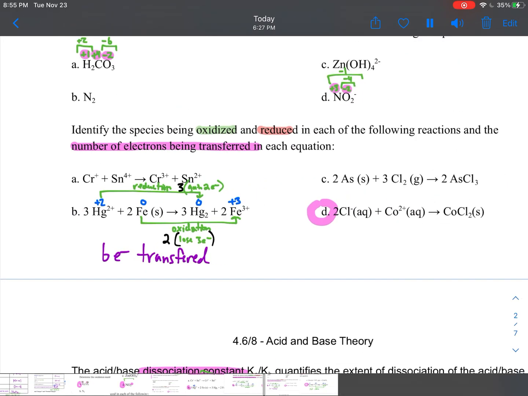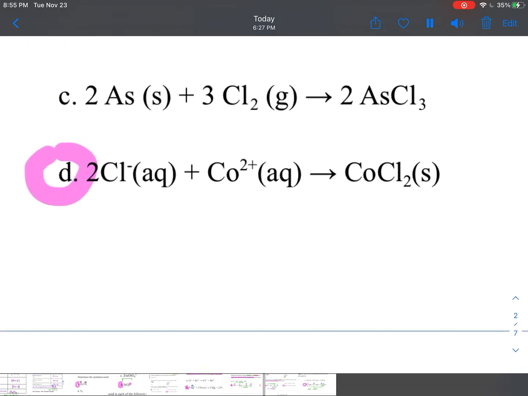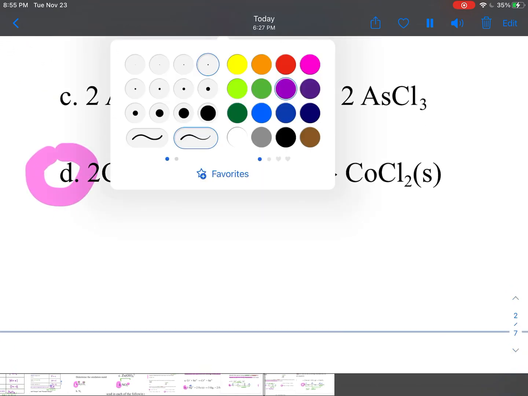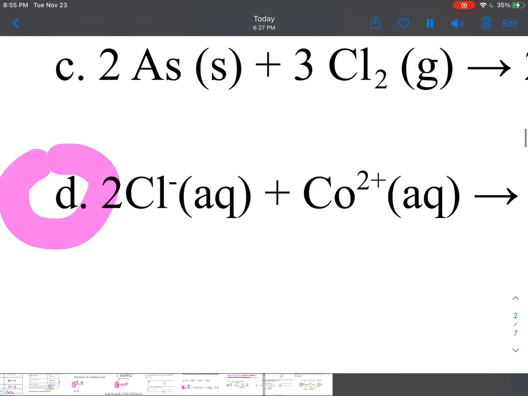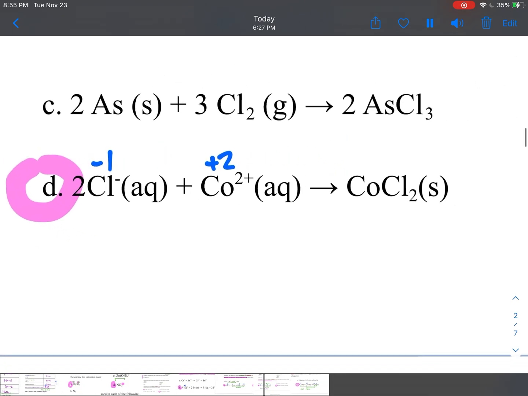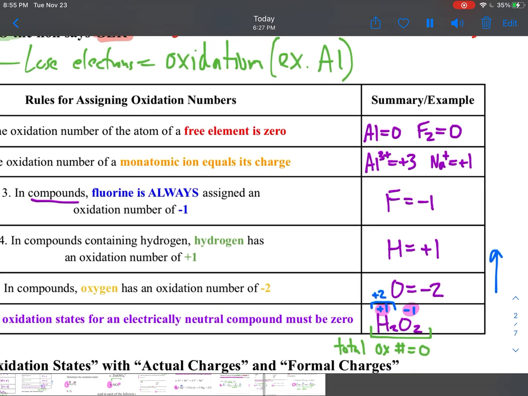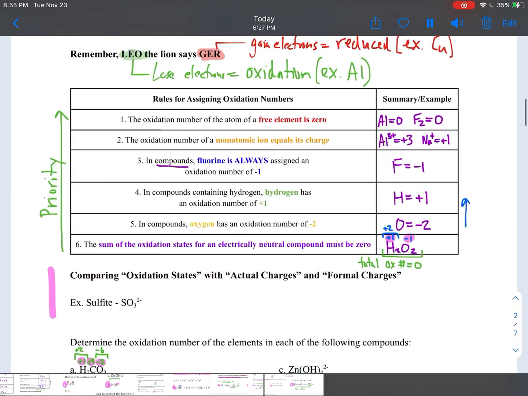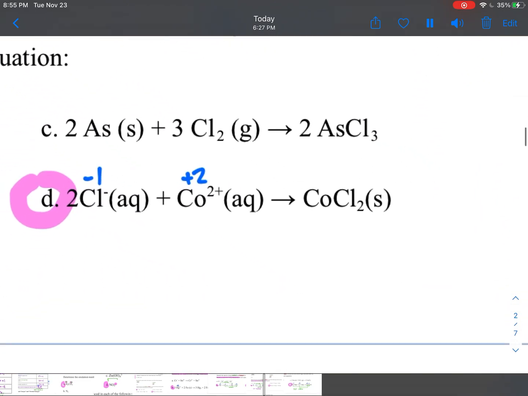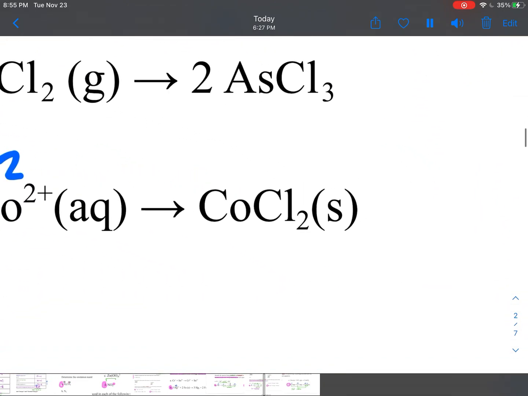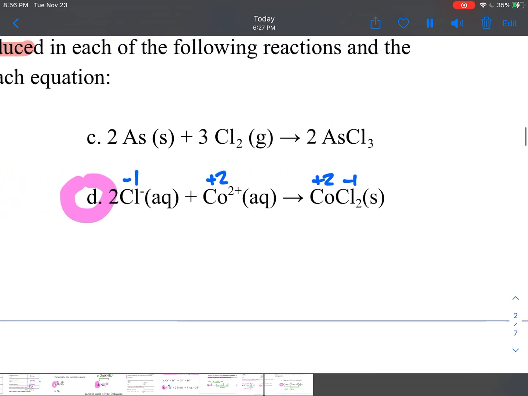Okay, now for D. We have chloride ion, so therefore it's -1 oxidation number. Cobalt ion, +2 oxidation number. All I'm doing is using rule number 2. Oxidation number of a monatomic ion is its charge. And then for cobalt chloride, nothing's changed about the cobalt or the chloride because it's still an ionic compound, an ionic solid. This would be +2 and -1.